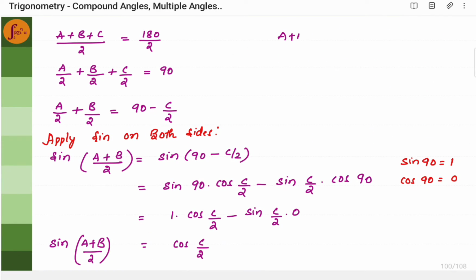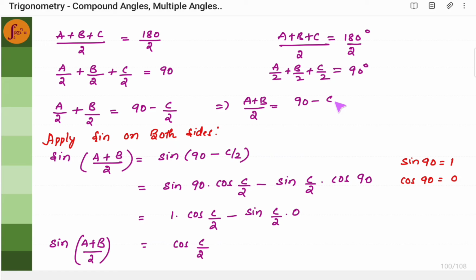Say A plus B plus C, three angles together in a triangle, is equal to 180 degrees. Now you divide both the sides by 2, right? Just divide both the sides by 2, you'll get 90 degrees, and this will become A by 2 plus B by 2 plus C by 2. You can split this, right? When you split, it will be A by 2 plus B by 2 plus C by 2 is 90 degrees. Now, same thing what we did earlier. We will shift C by 2 to the other side. It will become 90 minus C by 2. So A by 2 plus B by 2 is 90 minus C by 2, which is nothing but (A plus B) by 2 is 90 minus C by 2.